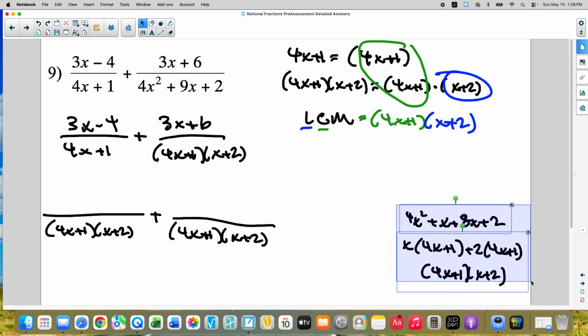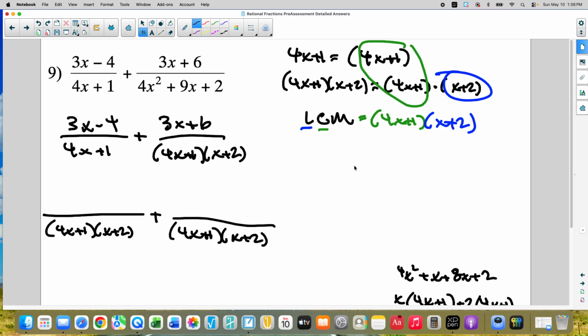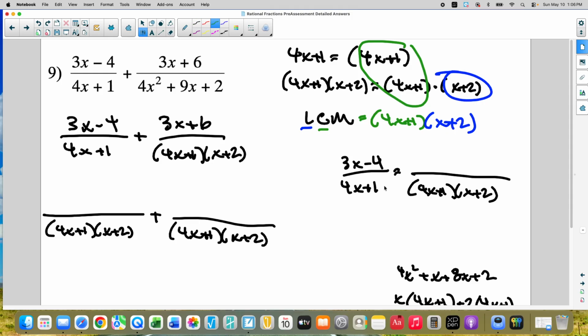So again, let's move you guys down a little bit. 3x minus 4 over 4x plus 1 equals what over 4x plus 1, x plus 2? So what's this missing? This is missing an x plus 2. Excuse me. Here's the other tricky part of this. When we multiply this, these are quantities. You gotta FOIL. So you're gonna have to double distribute.